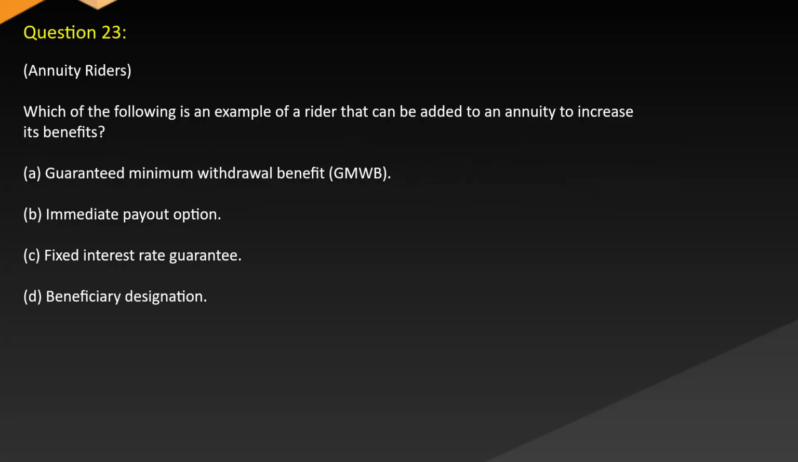Question 23. Annuity riders. Which of the following is an example of a rider that can be added to an annuity to increase its benefits? A. Guaranteed minimum withdrawal benefit. B. Immediate payout option. C. Fixed interest rate guarantee. D. Beneficiary designation.